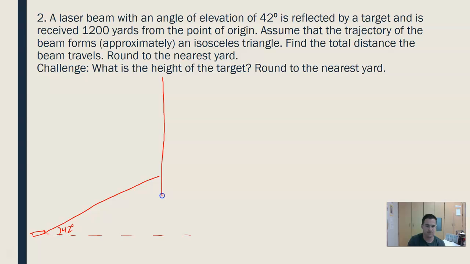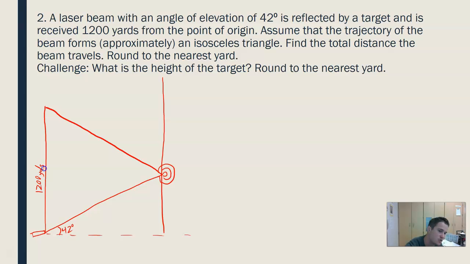So it's reflected off of like a target. So let's say here's like a little target, and it's reflected off of that target to form approximately an isosceles triangle. So it's reflected off that target, and it's received 1,200 yards from the point of origin. So this distance right here is 1,200 yards from where it started. That's where the laser beam ended up. Assume that the trajectory of the beam forms approximately an isosceles triangle.